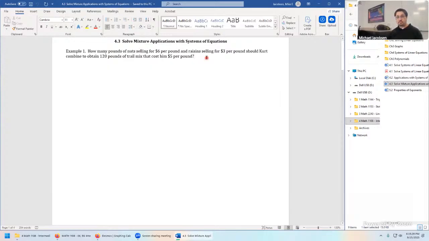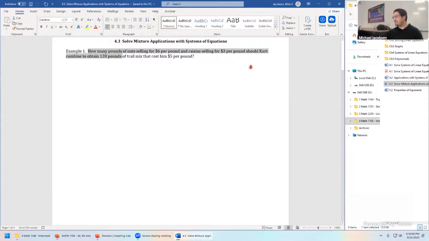So first thing we need to do is read through the context. No matter how brief, there could be a lot of information there. And this one is just one sentence. It says, how many pounds of nuts, which sell for $6 per pound, and raisins selling for $3 per pound, should Kurt combine to obtain 120 pounds, so Kurt's buying a lot of stuff, of trail mix that costs him $5 per pound.